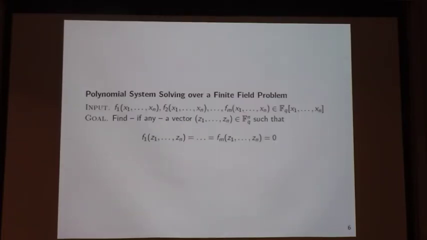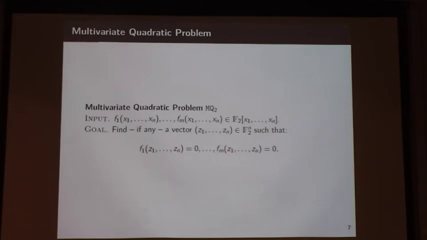So the first problem that I'll present is polynomial system solving over a finite field. Given a set of polynomials over a finite field in n variables, the problem is to determine a common zero. The next problem is the multivariate quadratic problem, which is basically the same, except we work over F2, and the maximum degree of any polynomial is 2. And the goal is still to find a common zero of these polynomials.